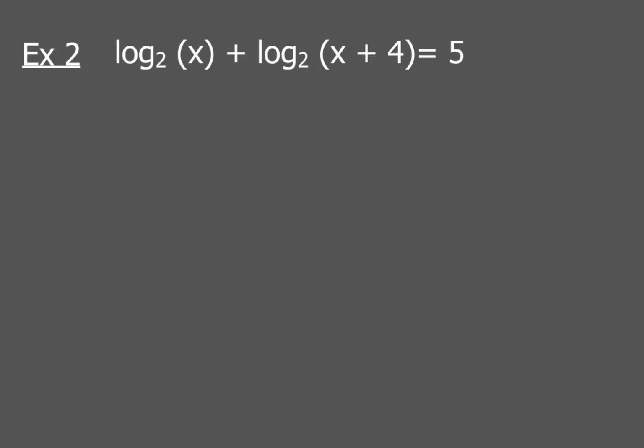So here in example 2, we're going to have something very similar. Log base 2 of x plus log base 2 of x plus 4 equals 5. Now notice on the right hand side, there's no log. So this one's going to be handled a little bit differently, but we know that we're going to combine these two terms. So we're going to do that actually in one step. We're going to have log base 2. If I were to distribute x to the x plus 4 quantity, that's going to give me x squared plus 4x. And that's going to be equal to 5.